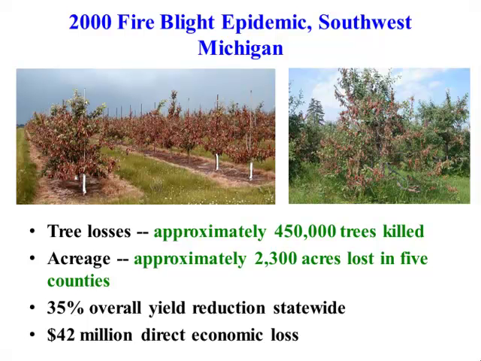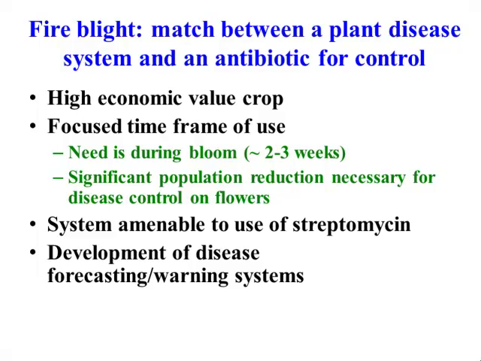So fire blight is an excellent match, I think, between a plant disease system and use of an antibiotic for control. Again, it's a high-value crop, but the second point is that there's a focused time frame where the antibiotic should be used, and that's during bloom. So when the apple trees are blooming, that's when they're most susceptible to disease. That's a period of usually only about 2 to 3 weeks, and it's early in the season. So when antibiotics are used on apple flowers, pear flowers, for example, for disease control, then those residues do not show up in the fruit at the end of the season because the use is much earlier in the season. And the other aspect of that flower use is we need that significant population reduction for successful control, and the antibiotics are the only control agents that we've found that can provide that reduction. So this system is amenable, for example, to the use of streptomycin.